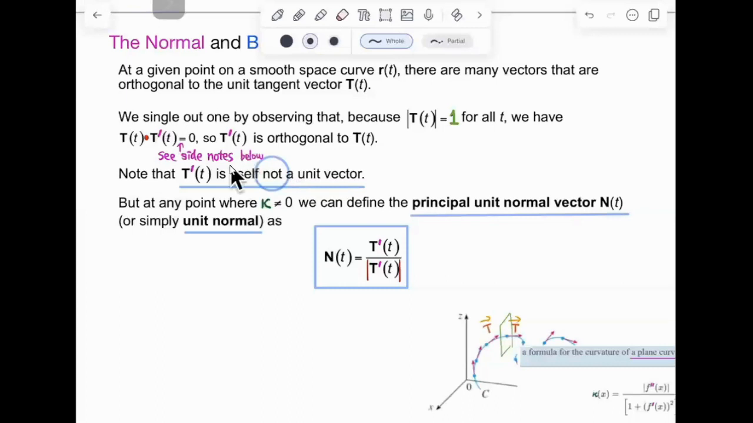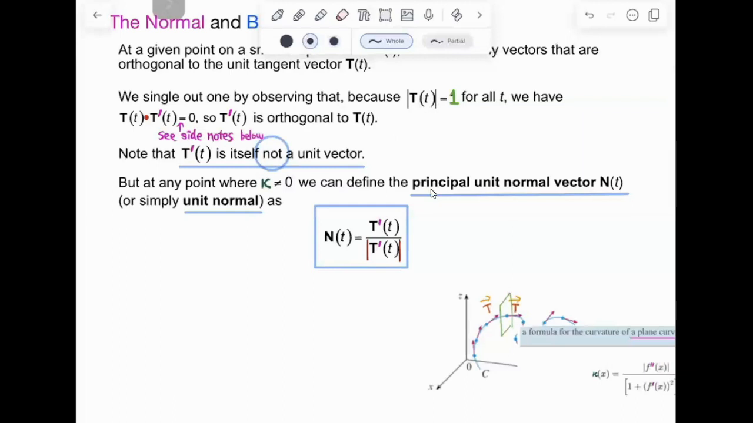Notice that T prime of t is itself not a unit vector. We have a unit vector T(t). However, its derivative is not necessarily a unit vector. Remember, T(t) is the unit tangent vector, and T prime of t is the rate of change of that. So the rate of change of this unit tangent vector is not necessarily a unit vector. Can you come up with an example? That's something new for you to think about.